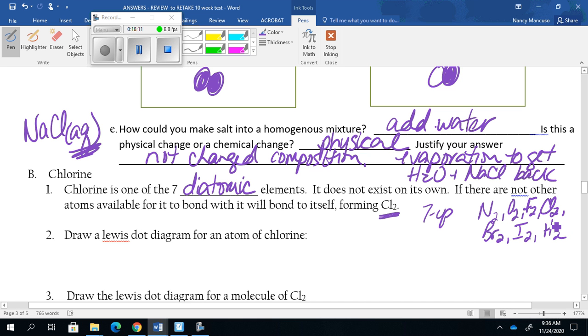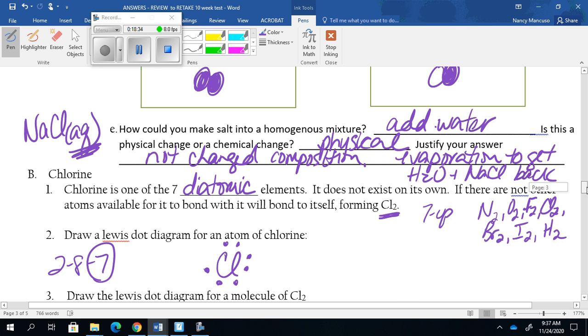All right, draw a Lewis dot diagram for an atom of chlorine. Okay, 1 chlorine, I do the Cl. I look up the electron configuration and it's 2-8-7. So I want 7 valence electrons on it. 1, 2, 3, 4, 5, 6, 7. There, I've put them all in the right locations.